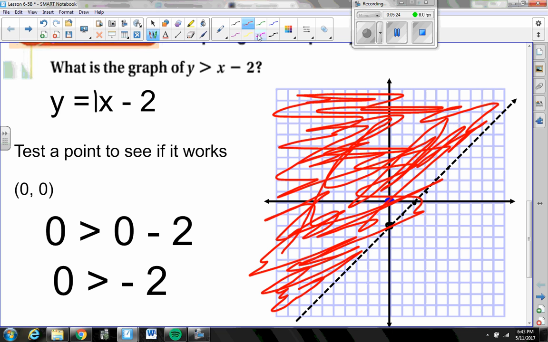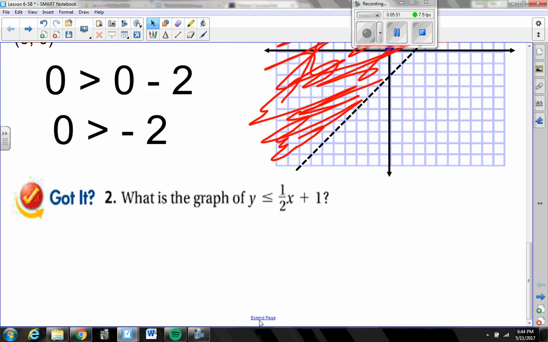Oops, I went over the line a little bit. So I'm going to shade in that entire side of my graph, and that is all of my solutions. Every point in the red area works for that inequality. There are infinitely many points, but it all started with graphing that line and then picking a point and testing it to see if it works. So I have one I would like you to try as well.